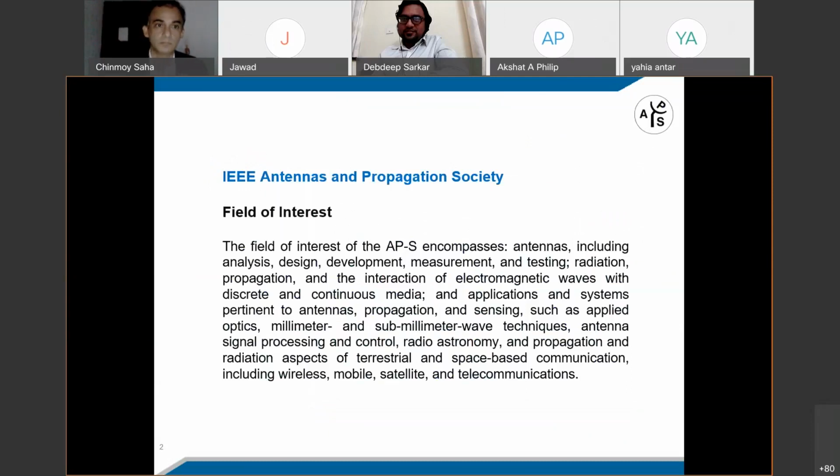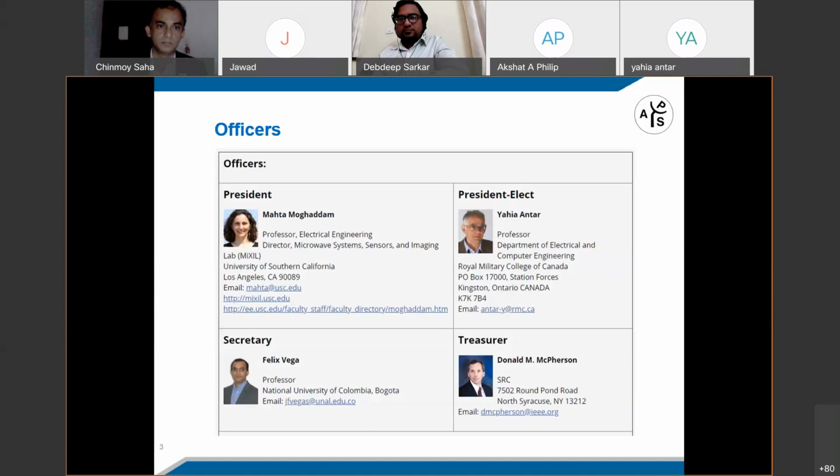It has been a bit of time trying to define the interest of the society, but you can see how it is defined in terms of antennas, propagation, and all of the aspects of the society, and it keeps increasing as we move along. If we move to the next slide, you will see the immediate officers. We have our president Mahta, and her term expires this year, but she has been very active and very good. We're looking for more female participants. You have a lot there. Move on to the next one.